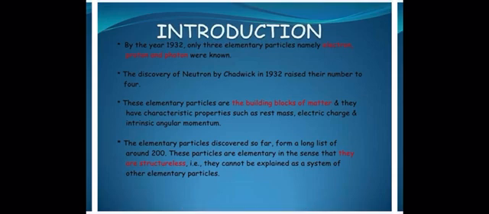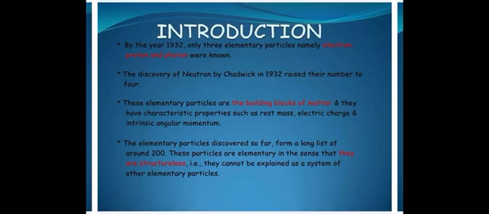By the year 1932 we were familiar with the basic elementary particles: the electron, proton, and photon. So we only had information about these three particles. Next came the neutron in 1932. It was discovered by Chadwick, and hence we had information about these four particles. These elementary particles are the building blocks of matter, and they have some characteristic properties. They may have rest mass, or they might not have rest mass. Some have zero electric charge, or plus one or minus one, and of course they have angular momentum.